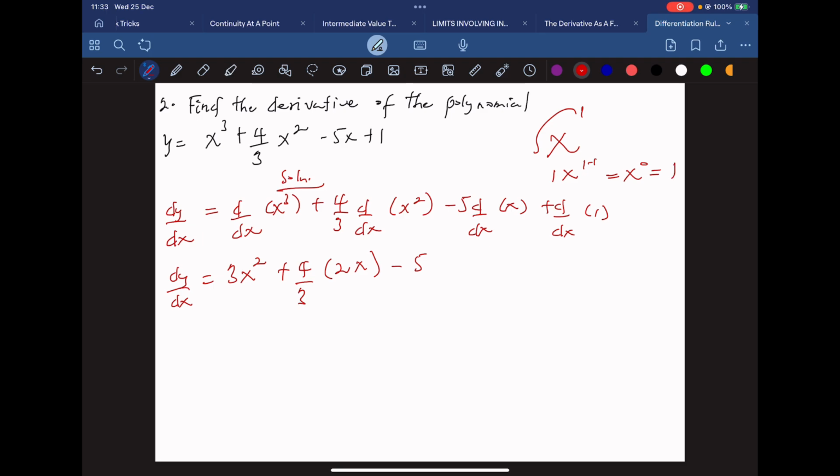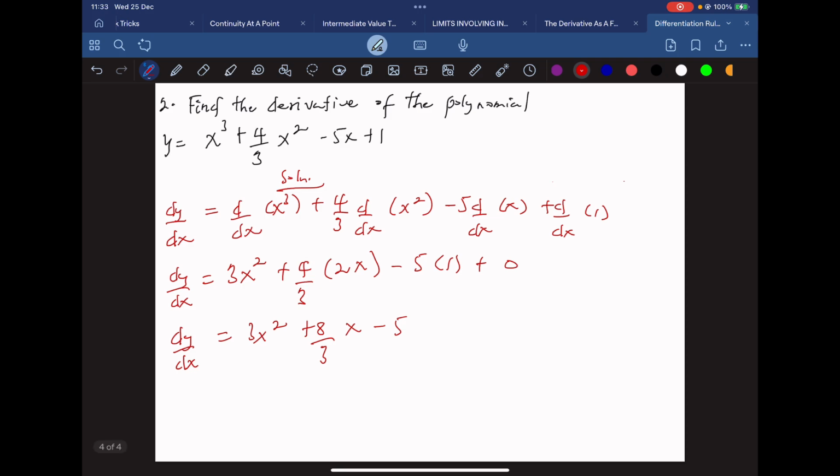So in this case, we just have 5 multiplying 1. I hope this is clear enough. So we have 1 over here. And if we differentiate a constant, this goes to 0. So we have our dy dx equal to 3x squared, then 4 multiplying 2, we have 8 over 3 x, minus 5. So this is our derivative of the polynomial.